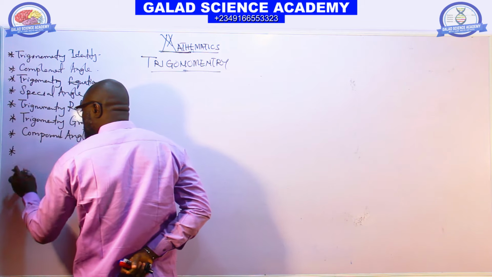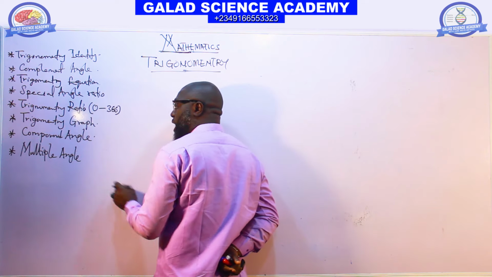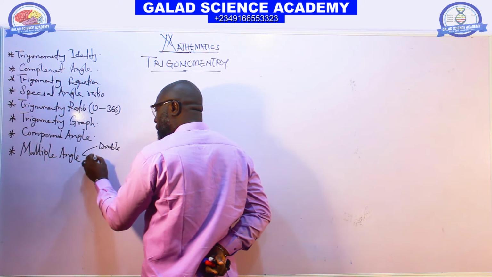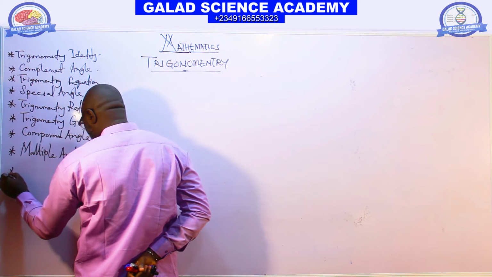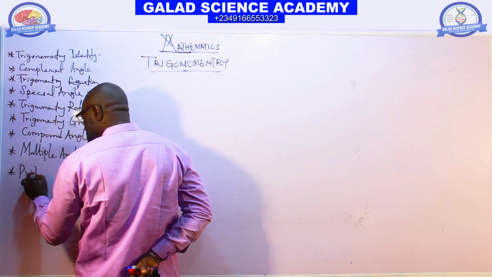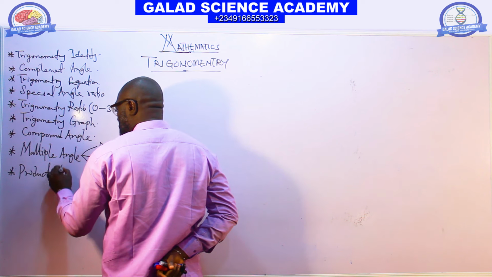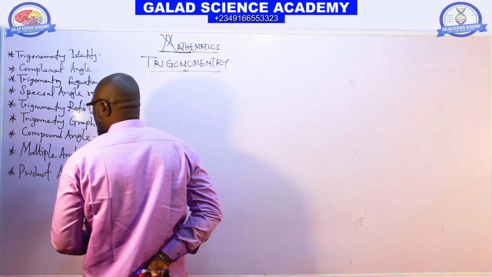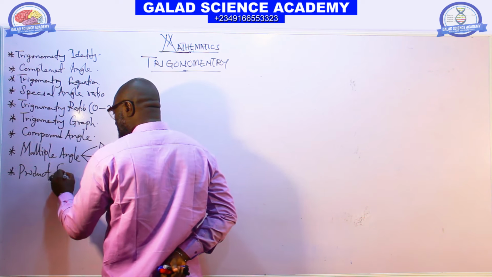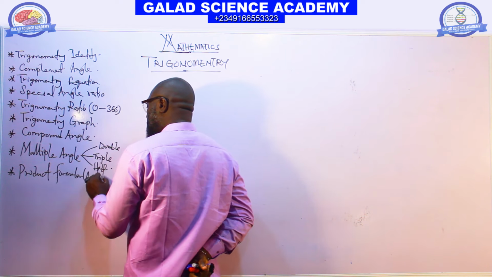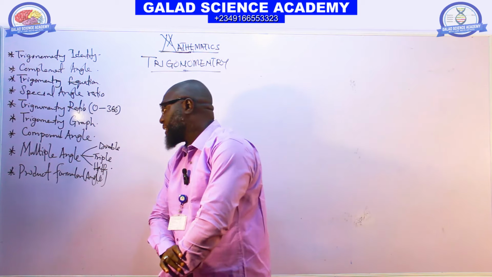Then we have multiple angle. Under this multiple angle, we have what we call double angle, triple angle, and half angle. After that, we have product angle, or product formula. So those are the subtopics we are going to treat under trig identity.